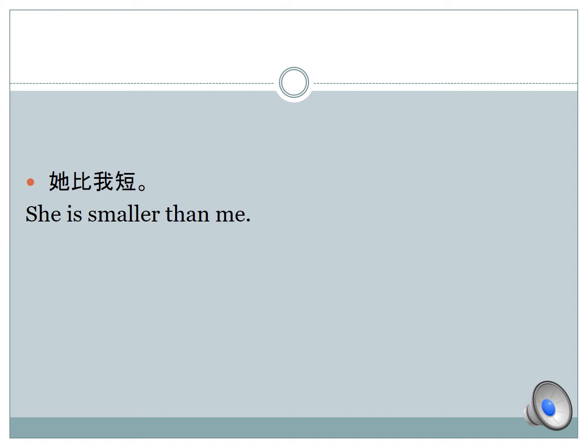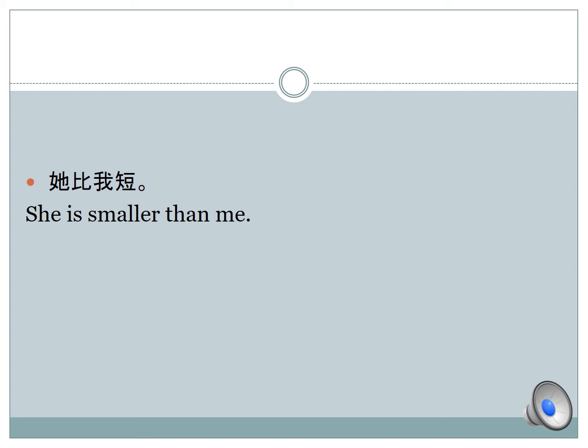Now let's put that into the structure we learned. So subject 1 plus 比 plus subject 2 plus adjective. 她比我矮. She is shorter than me. Did you guys get it right?